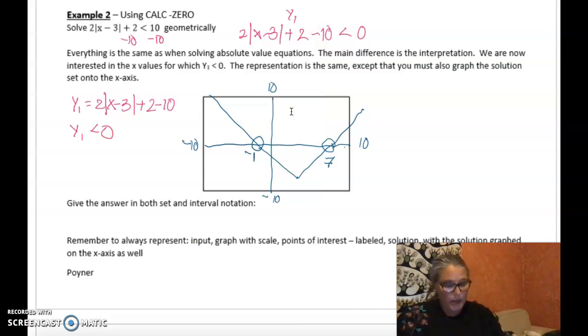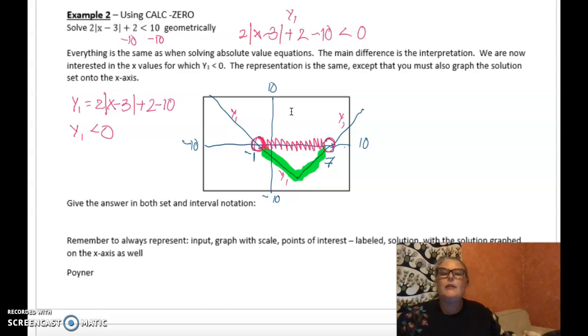Now I have to interpret. So I have y1 here, all of that is y1. I'm just labeling the pieces there. I'm looking for where y1 is negative. Well, the y values are negative underneath the x-axis. So that means I'm looking for where the graph falls underneath the x-axis right there. So that means on the x-axis, it's going to be open, open. These are the x values where the y's become negative values.